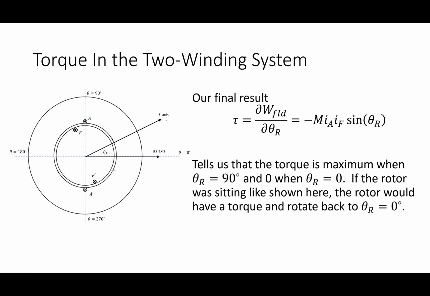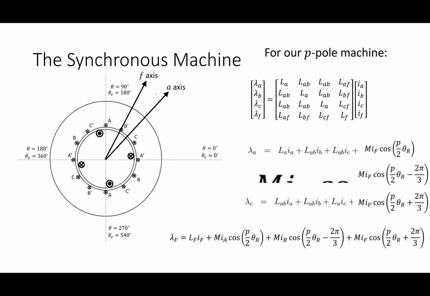All right, so this is ultimately what our result would tell us: the torque is maximum when theta_R is equal to 90 degrees. In other words, if this guy moved all the way over there and I suddenly applied a current, it would pull it really hard over towards 0. And at theta_R equal to 0, it's naturally going to sit and be happy, and the two fields are going to be aligned.